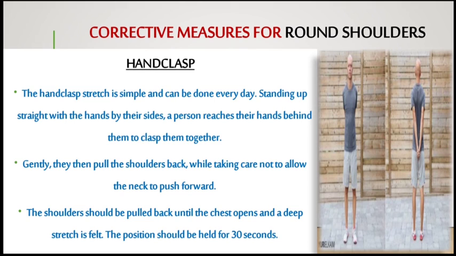The person reaches their hands behind them to clasp, meaning grab together. Then gently pull the shoulders back while taking care not to allow the neck to push forward. The shoulders should be pulled back until the chest opens and a deep stretch is felt. The position should be held for 30 seconds. Okay, so this is the hand clasp exercise for correcting round shoulders.